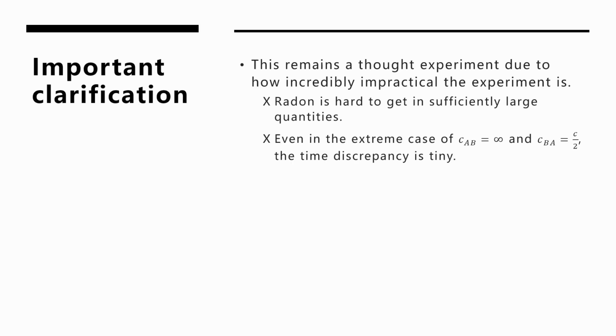Now here, I think I have to make a very important clarification. I think I mentioned it before, but I do have to say it again. This remains a thought experiment due to how incredibly impractical it is. Firstly, radon is very hard to get in sufficiently large quantities for the experiment. And also, even in the extreme case of C_AB equals infinity and C_BA equals c over 2, the time discrepancy is tiny, so you wouldn't see that big of a difference.